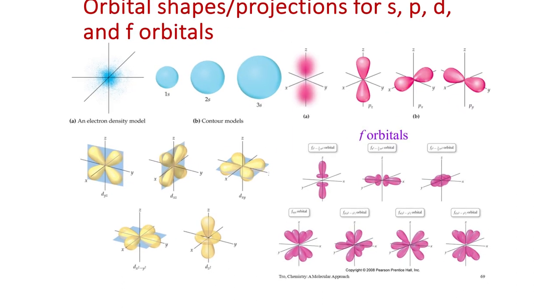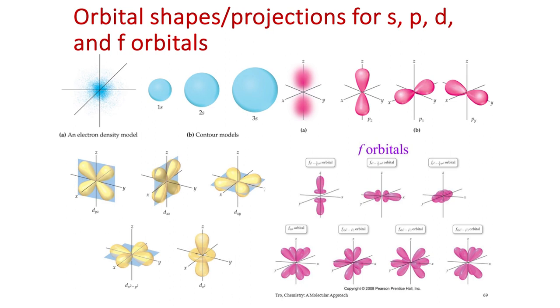And so here's some different shapes of orbitals. So here we're showing the 1s, 2s, 3s, showing that as n goes up, the size of the orbitals goes up, and the shape is just spherical. So there's one way to orient the sphere. So there's one 1s orbital, there's one 2s orbital, there's one 3s orbital.